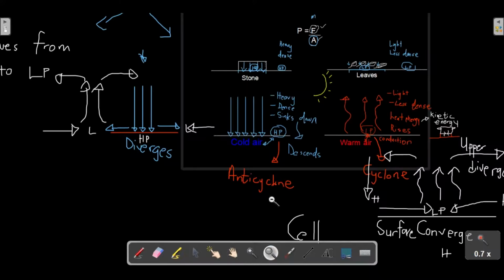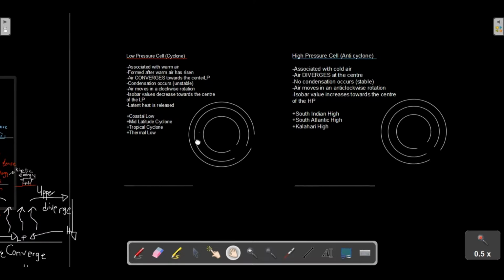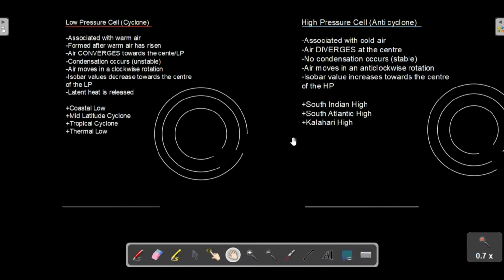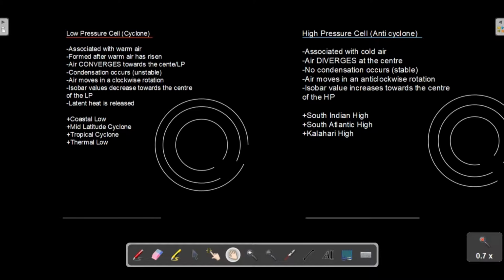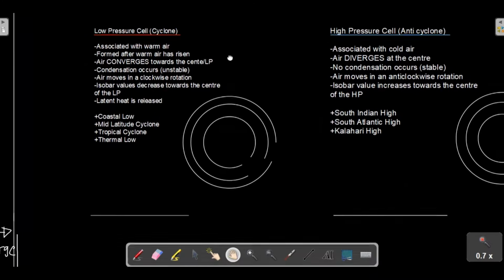So let's take a look at these properties here. We have a low pressure cell on the left, which is what we also call a cyclone, and a high pressure cell on the right. We'll start with the low pressure cell that is on your left.